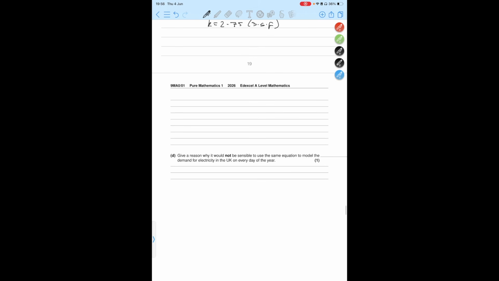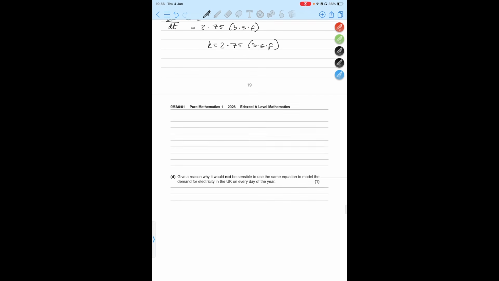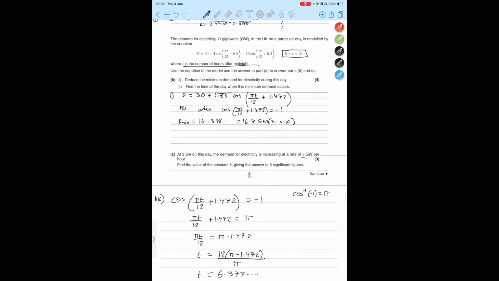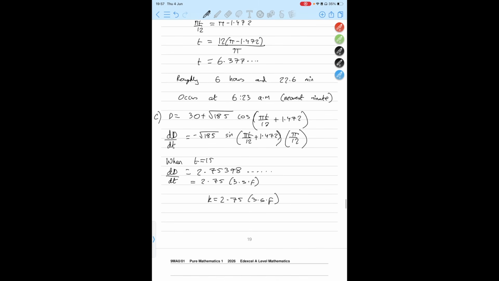Okay, part D, so I'll just do that down here now. Give a reason why it would not be sensible to use the same equation to model the demand for electricity in the UK on every day of the year. So if we look at this function, it's a single fixed model. It's assuming that we've got pretty much the same demand all the time.